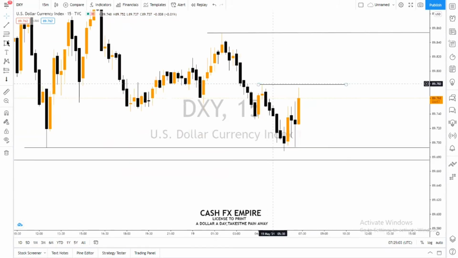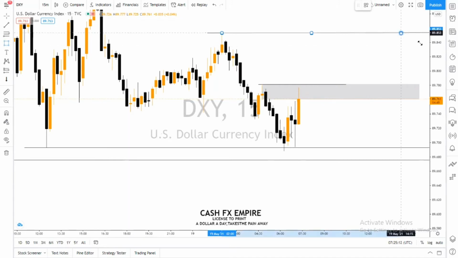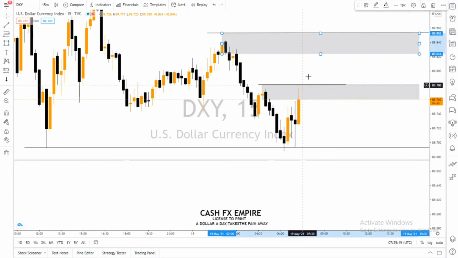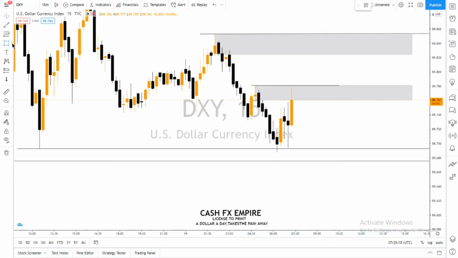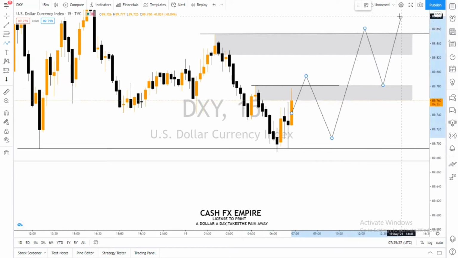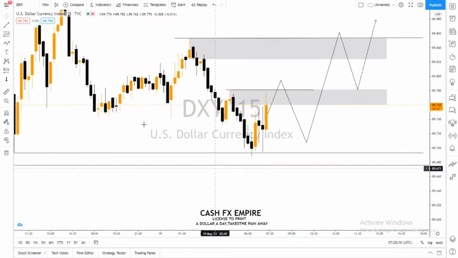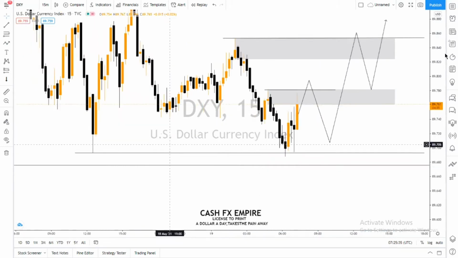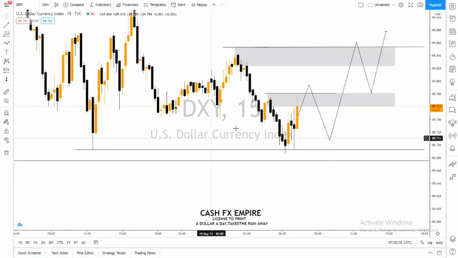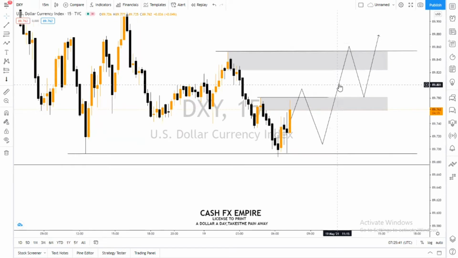But I'm more interested in the move where I'll see a break of this structure as well as a break of this structure. When we break above, especially this level, I'm going to anticipate something like this. I'll wait for something like this before I make any conclusive or decisive stakes on this. And I'm only analyzing DXY to help me make a concrete decision on the Euro dollar. So this is what I'm anticipating.